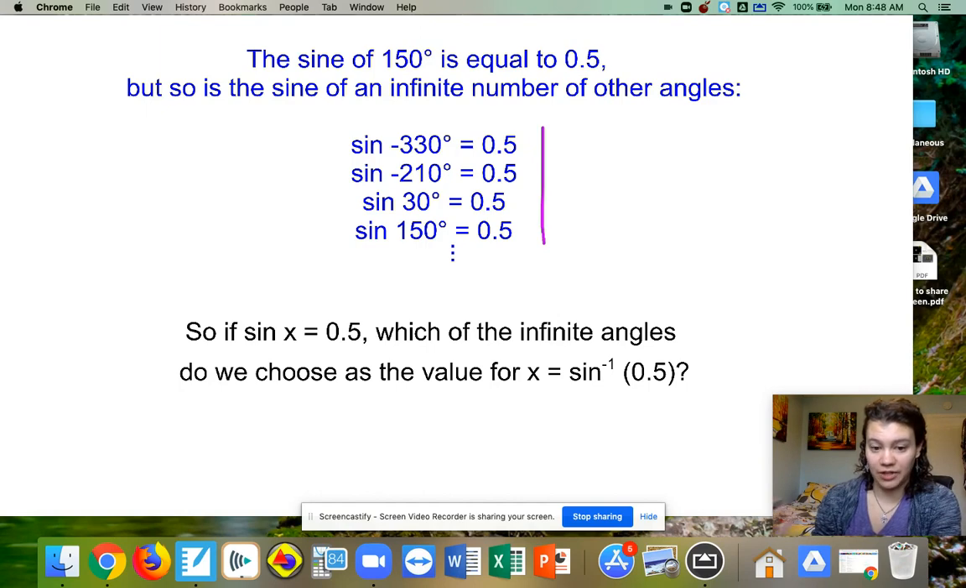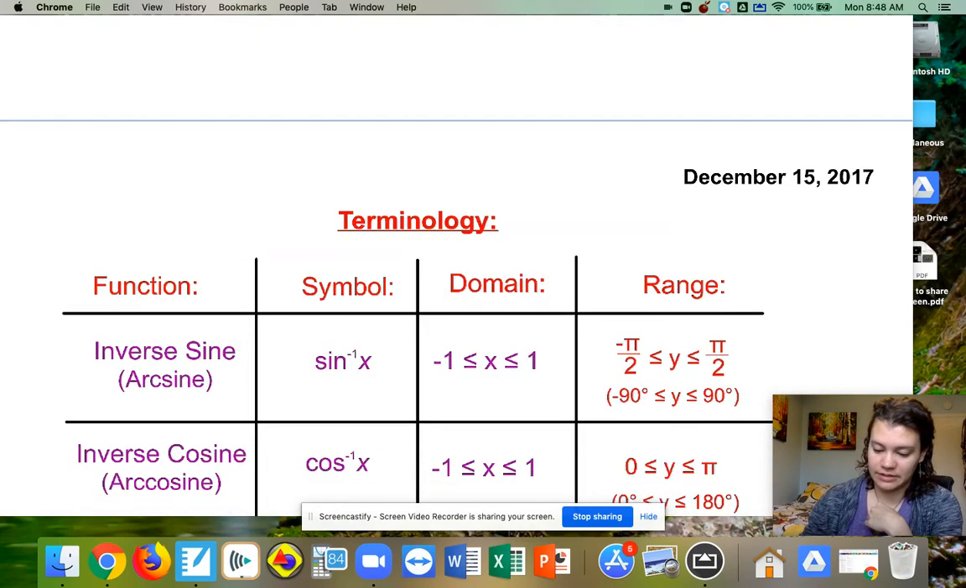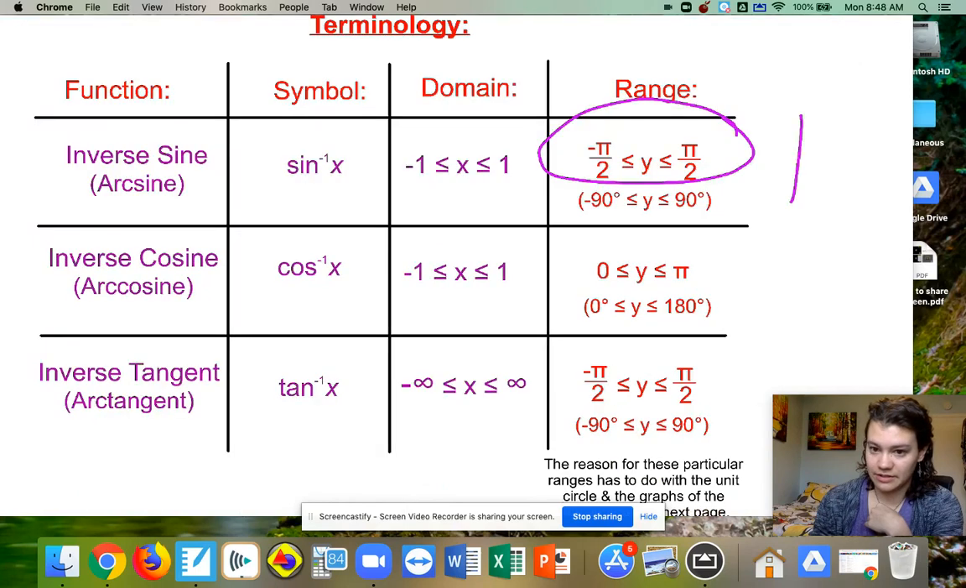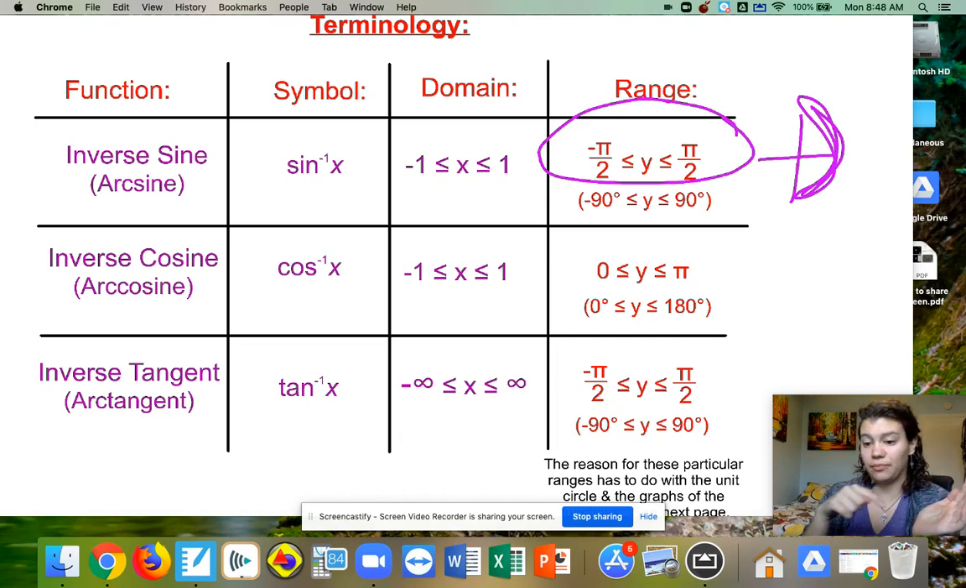Your calculator, if you type it in, which one does it choose? It doesn't know, like, do you want 30? Do you want 150? Do you want -330? What's going on? So for simplicity and to keep it all in one chunk so you know what to pick, you are going to get a range of -pi to pi. So it's this half of your unit circle. The reasoning being, if you go to the other half, then you start repeating values.